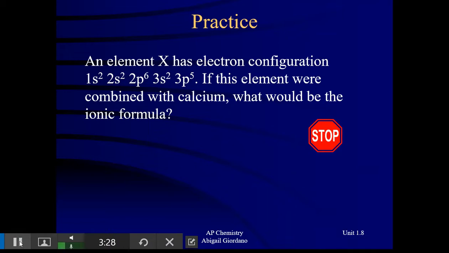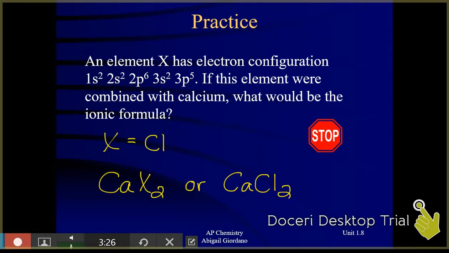All right, let's see how you did. Hopefully you all looked at that configuration and figured out that element X is the element chlorine. Chlorine typically carries a -1 charge when it becomes an ion. So if we're going to combine that with calcium, which carries a +2 ion, you can answer it either way. You can say that the ionic formula would be CaX2, or you could write CaCl2, either one. So those are some kinds of questions that you could see.